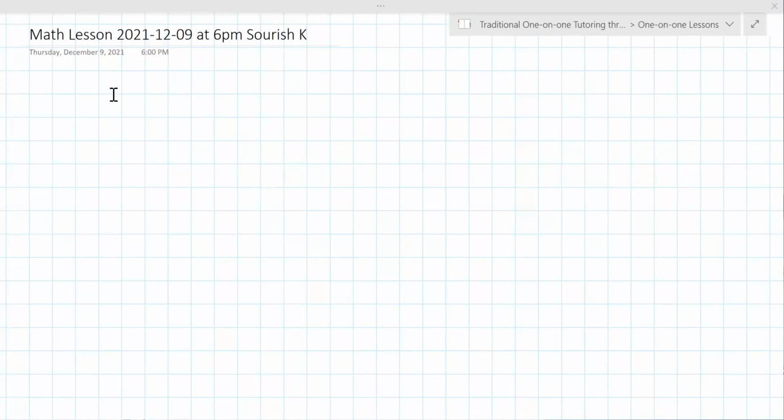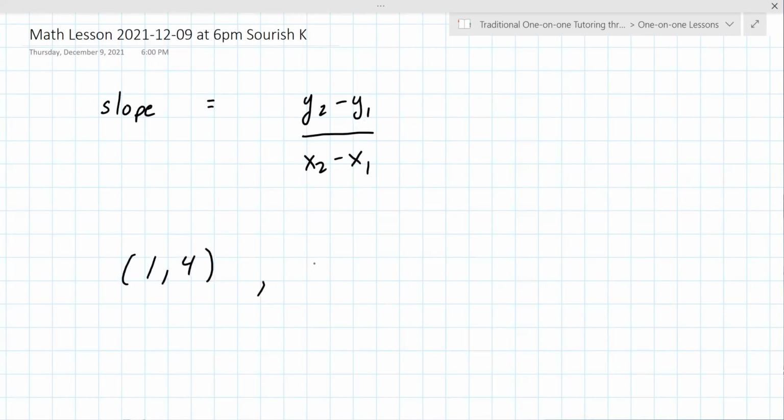We'll work on some functions today and some slope here. So let's start with slope. Do you remember the slope formula? Yeah, the slope formula: y2 minus y1 over x2 minus x1. Good. So let me give you a couple of ordered pairs, and I want you to find the slope between them.